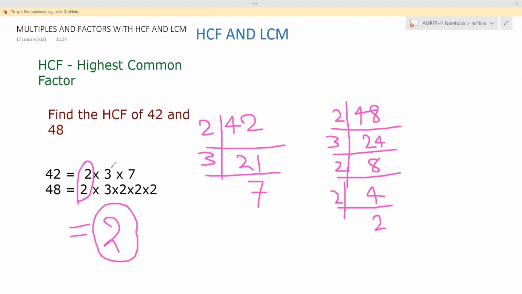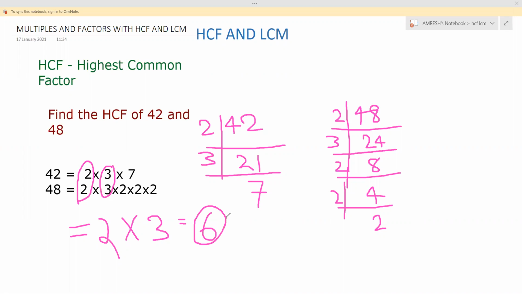Sorry, one 3 is also common. I'm sorry, one 3 is also common. So HCF is 6. Again you will find 6. 6 7s are 42, 6 8s are 48. So here 2, 3 are 6. So 6 is the HCF.